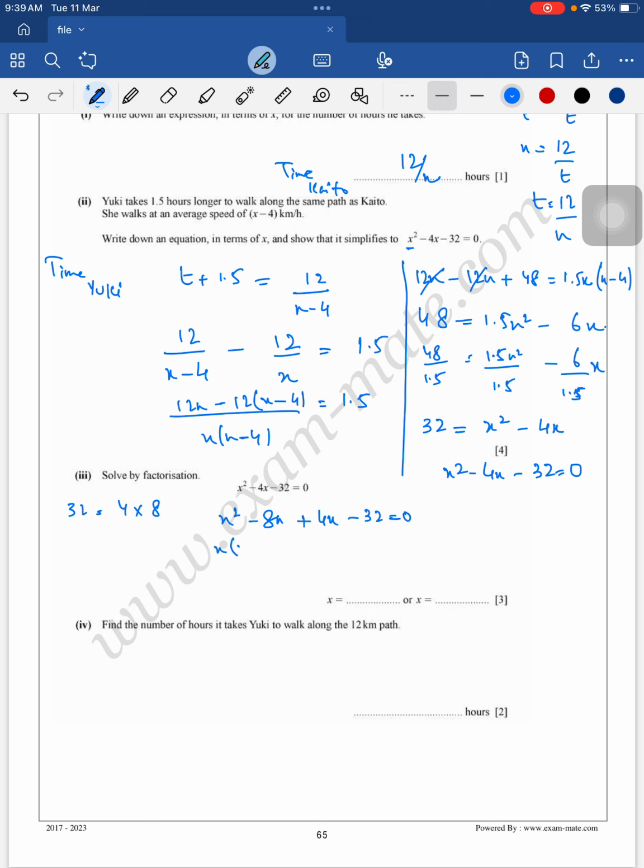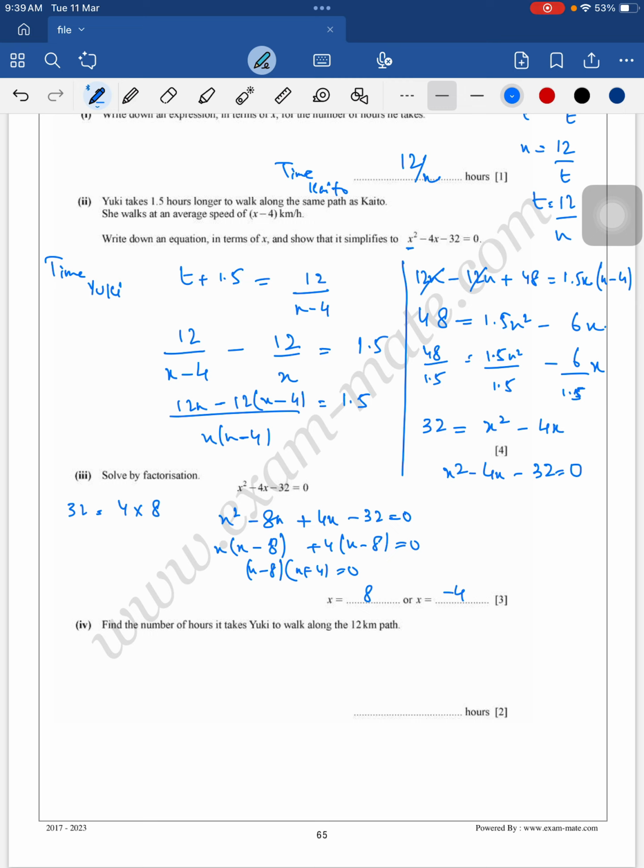So x into x minus 8 plus 4 into x minus 8. So x minus 8, x plus 4, equals 0. So x is equal to 8 and x is equal to minus 4. Clear? Okay.